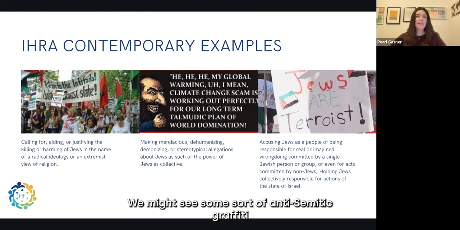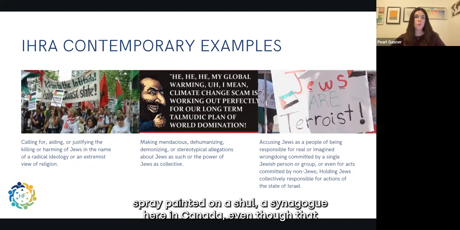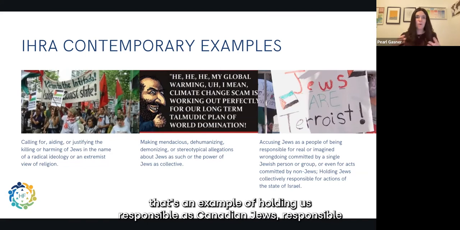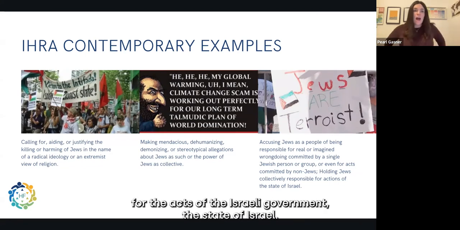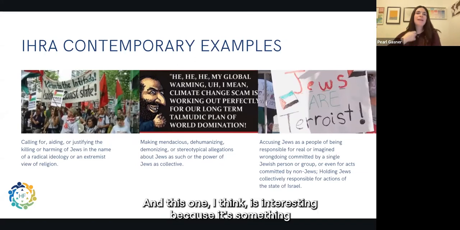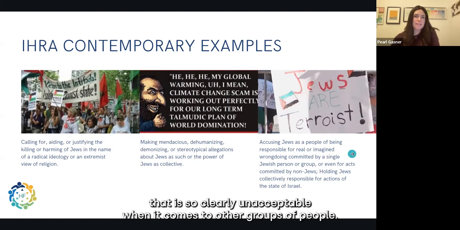We might see some sort of anti-Semitic graffiti spray painted on a shul, a synagogue here in Canada, even though that's an example of holding us, as Canadian Jews, responsible for the acts of the Israeli government, the state of Israel. And this one I think is interesting because it's something that is so clearly unacceptable when it comes to other groups of people, right?